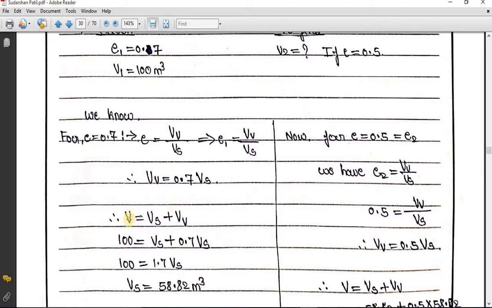Now the total volume they have given. So total volume is equal to VS plus VV. So 100 is the total volume. VS I am going to keep as it is, and this VV I am going to keep in terms of VS.